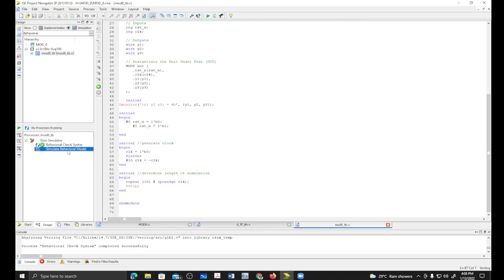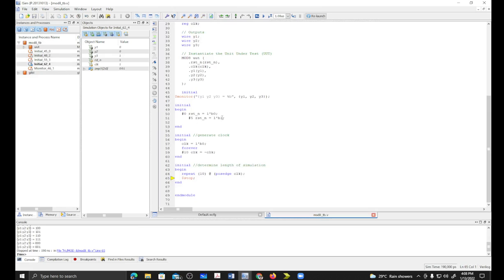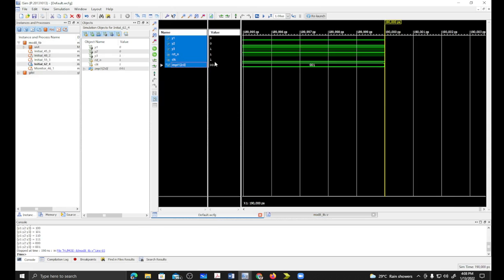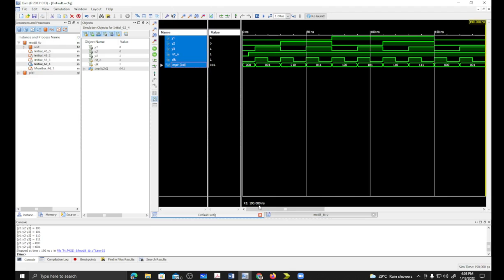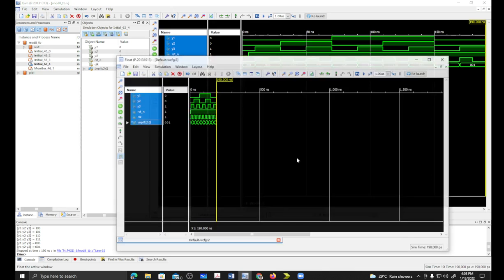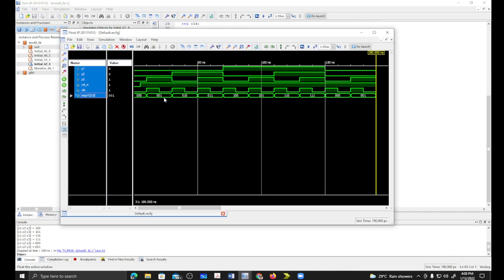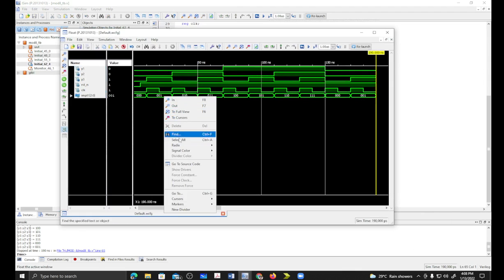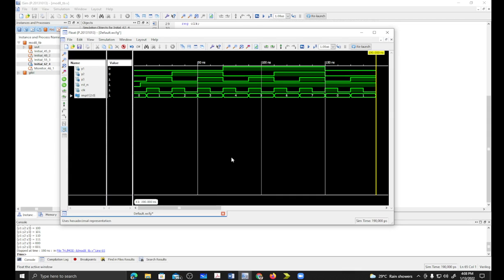Since there's no error, now here's the output for our counter. As you can see, here is our counter. Let's change the radix to decimal. As we can see, it counts from 0, 1, 2, 3, 4, 5, 6, 7, then it will repeat.